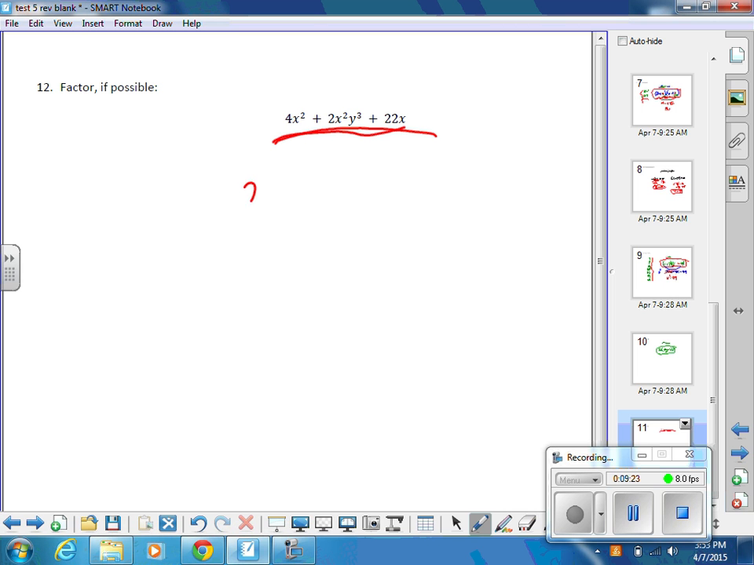So I'm going to take out 2x. Alright, the first one, 2 goes into 4 twice. X goes into x squared once. Okay, 2 goes into 2, disappears. X goes into x squared once. Y cubed comes along for the ride. Okay, 2 goes into 22, 11. And then the x's cancel out.